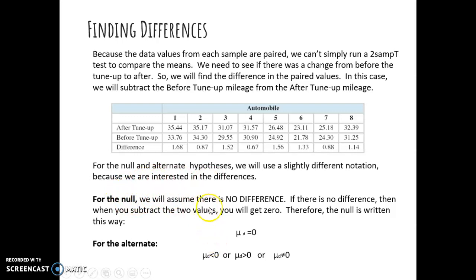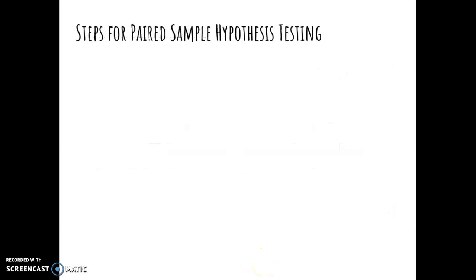So for the null, we're going to assume there's no difference as usual, but this is how we're going to write it. We're going to write mu d equals 0. D stands for difference, so the mean difference is 0. So if we're going to assume that there's no difference, that's how we would write it. We will not write mu1 equals mu2. We will write mu d equals 0. And for the alternate, we will write either mu d is less than 0, mu d is greater than 0, or mu d is not equal to 0.